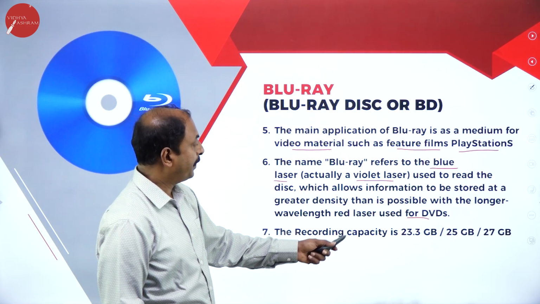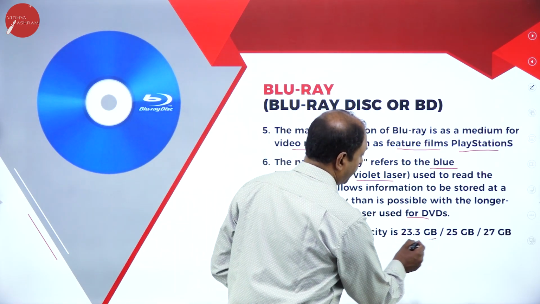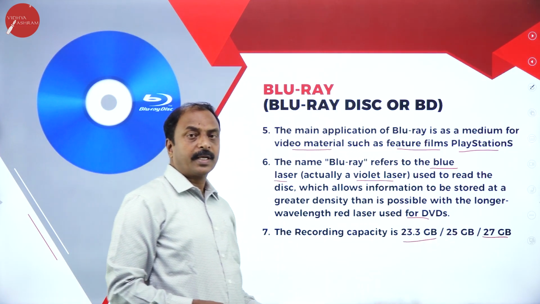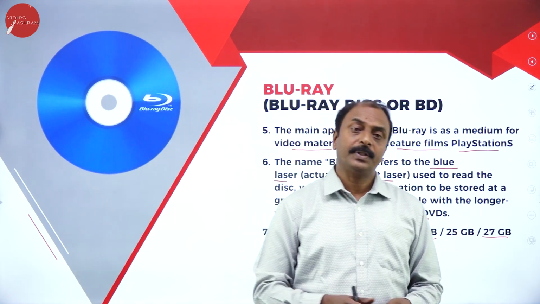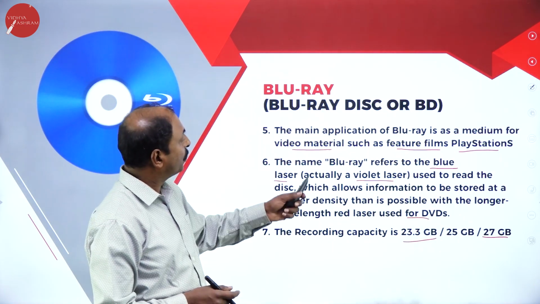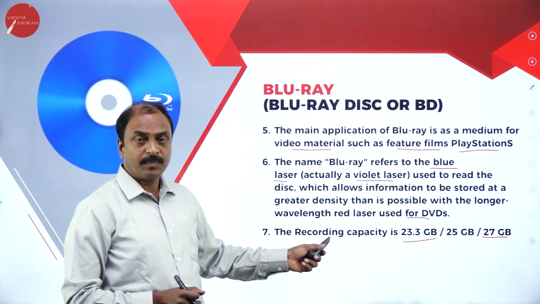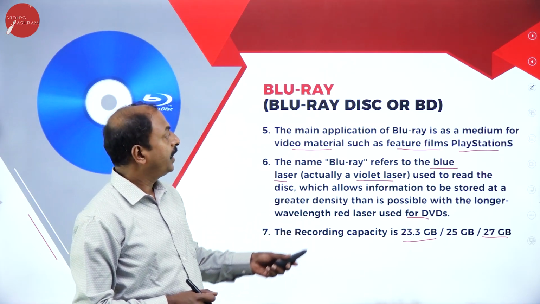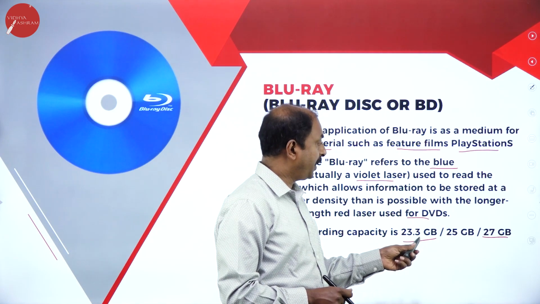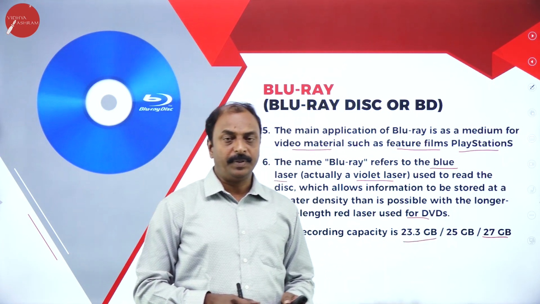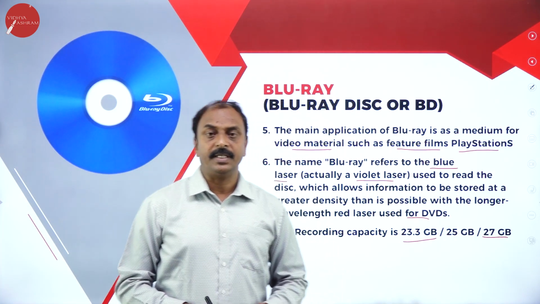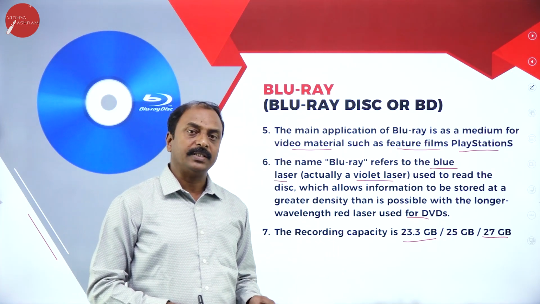And the recording capacity is 23.3 GB up to 27 GB. Now you can compare the storage capacity of CD or DVD. This storage is higher as compared to CD or DVD. Here the storage capacity is around 23.3 up to 27 GB. So this is one of the optical discs, that is, secondary storage devices.